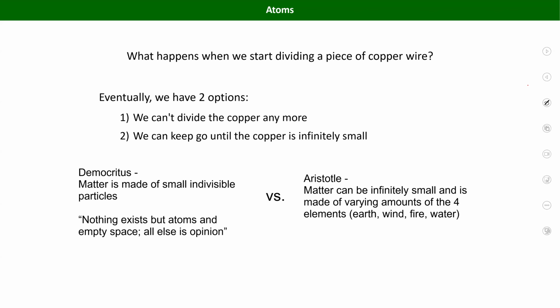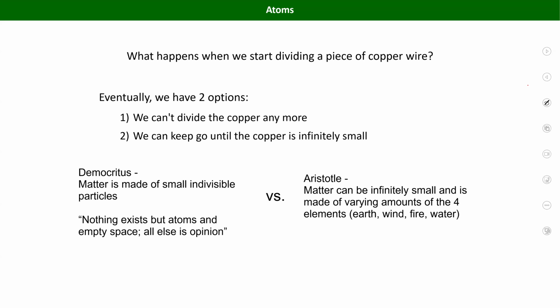Aristotle was of the opinion that matter can be infinitely small. And you just get different types of matter by mixing together varying amounts of the four classic elements: fire, water, air. What did I miss? Earth. Thank you. If you mix those together in different proportions, that gives you every type of matter on the planet.